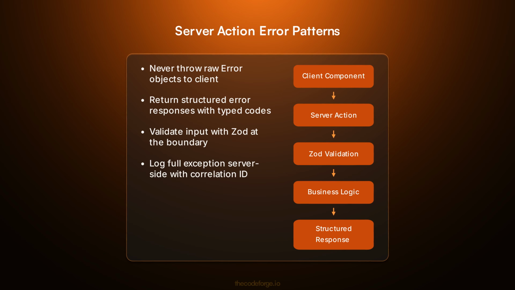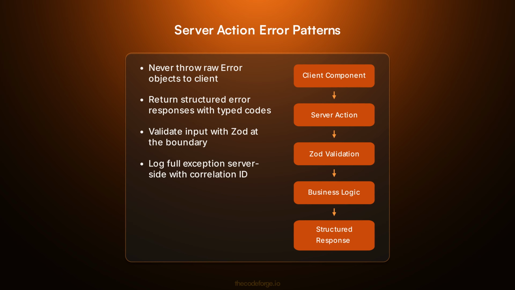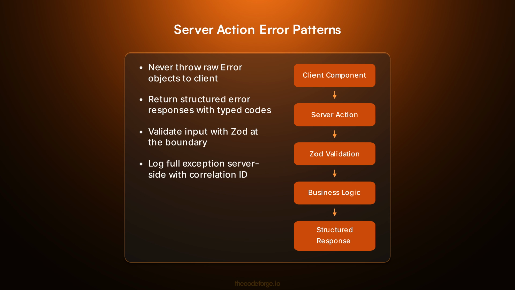Server actions in Next.js 16 execute server-side but are invoked from client components. This creates a unique error handling challenge. Errors must be communicated back to the client without exposing internal implementation details. Never throw raw error objects from server actions to the client. Instead, return structured error response objects with typed error codes and user-safe messages.